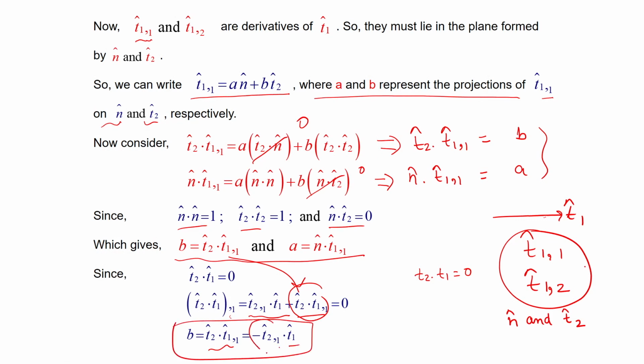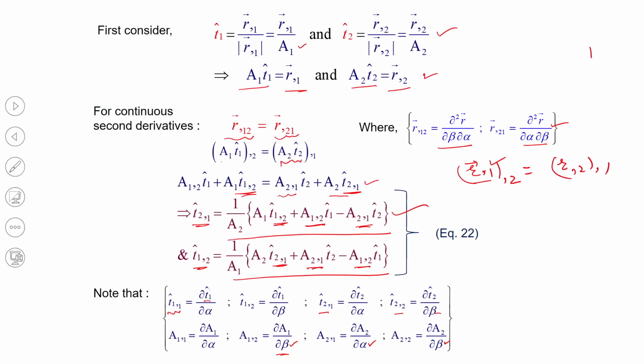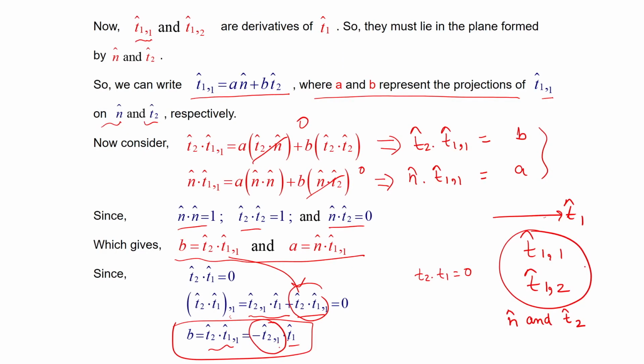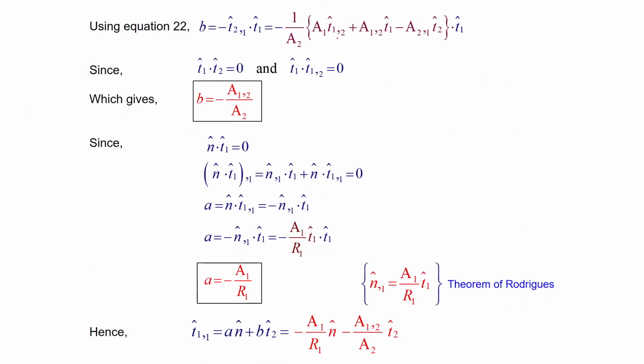Now we want to know what T2 hat comma 1 is. In the previous step we have written T2 hat comma 1, so we will use that equation here and multiply with T1 hat. T1 hat gives you 1, this term will vanish, and again the comma 2 term is also perpendicular to T1, so it gives you only the contribution of this term. So B is nothing but A1 comma 2 upon A2.